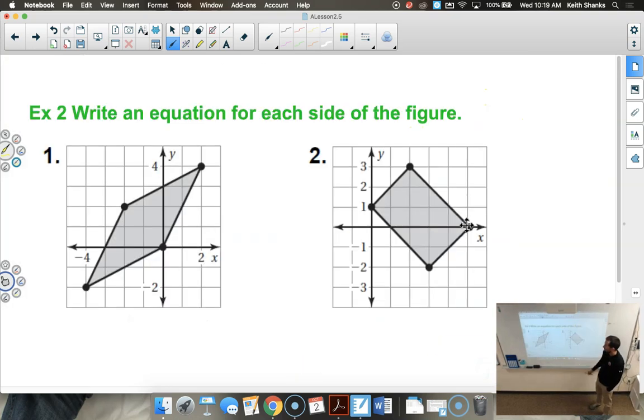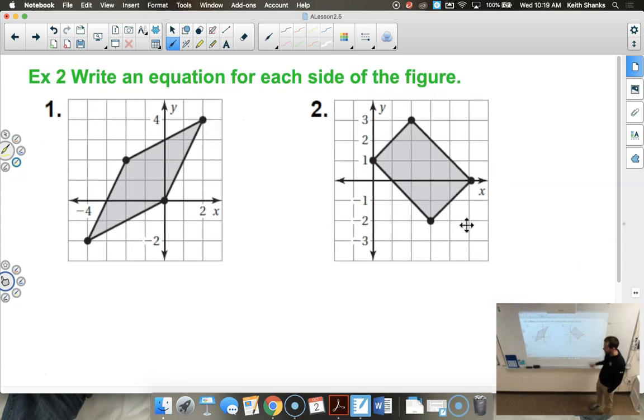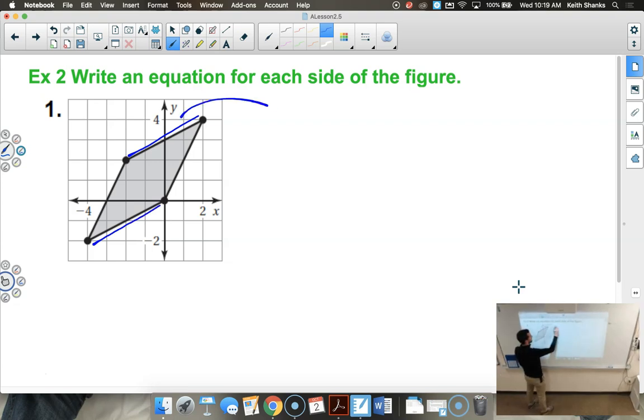All right. This says write the equation for each side of the figure. So really quick, we're not going to do both of these. Again, I'm just trying to put them on there. You guys can always go back and practice them. But these are parallelograms. So I know right away that the slope of this guy and this guy are the same. So let's talk about those two first.